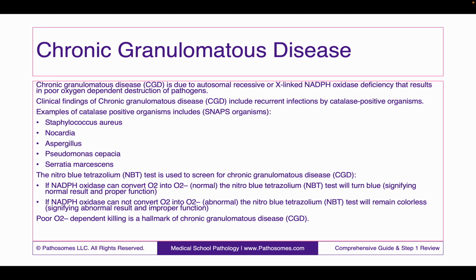If NADPH oxidase cannot convert O2 into O2 minus, that is abnormal, and the nitro blue tetrazolium test will remain colorless, signifying an abnormal result and improper function. So if it's blue at the end of the test, it works. If it's colorless at the end of the test, we have problems. Poor O2 dependent killing is a hallmark of chronic granulomatous disease.